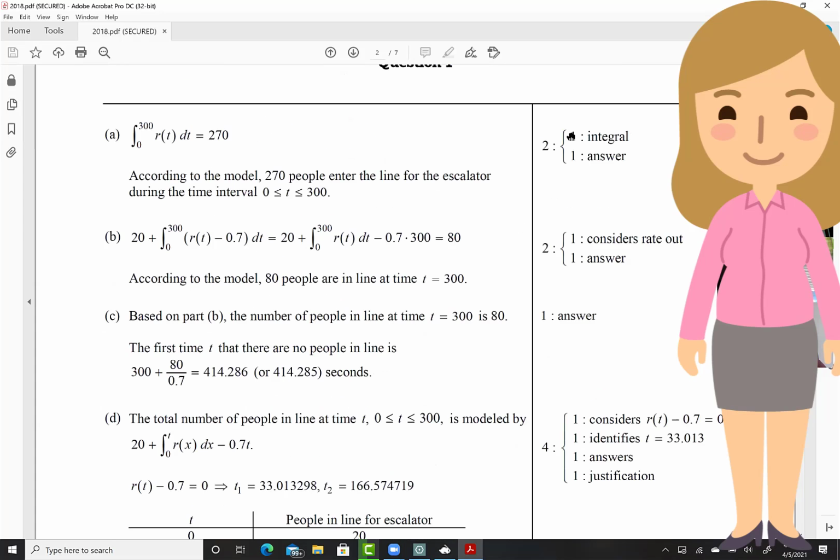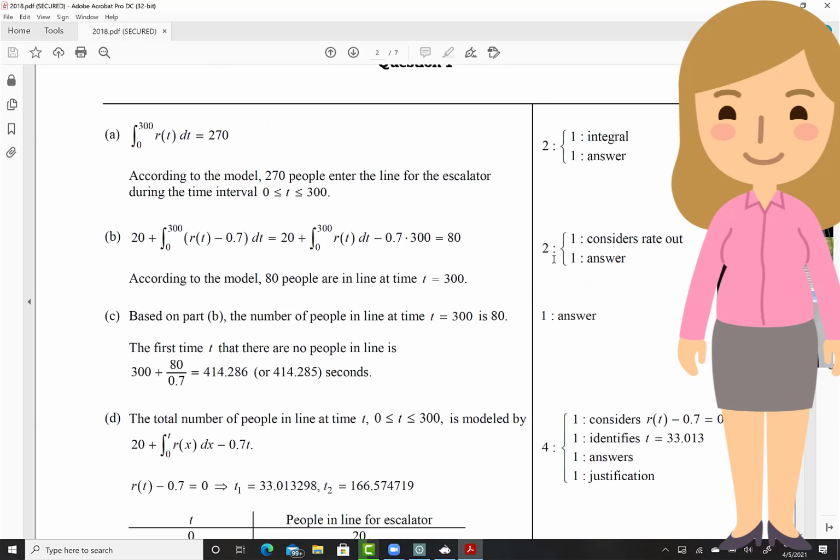Letter A, they give us 2 points. I'm surprised, guys. Usually they only give you 1 point for that, but they give us 2 points for the integral, 0 to 300 R(t) dt, and then the answer. And they wrote a nice little sentence. I think I would prefer that you guys write a sentence. According to the model, 270 people enter the line for the escalator during the time interval 0 to 300.